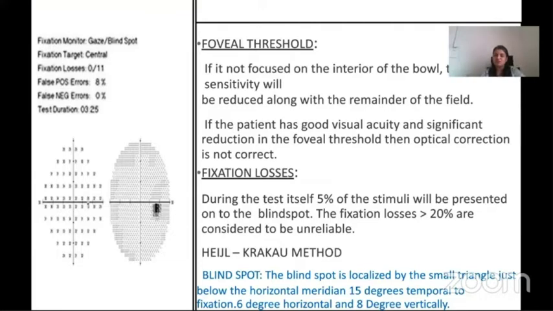Coming to fixation losses, as I already said, the blind spot will usually be given a stimulus about 5% of the time, and this is called the Heijl-Krakau method. Any loss of more than 20% will be considered unreliable.